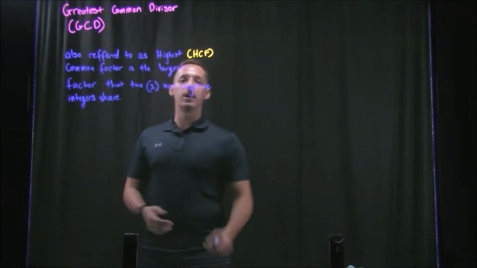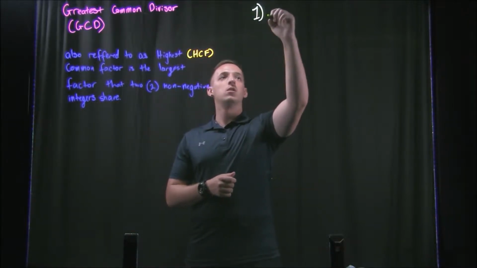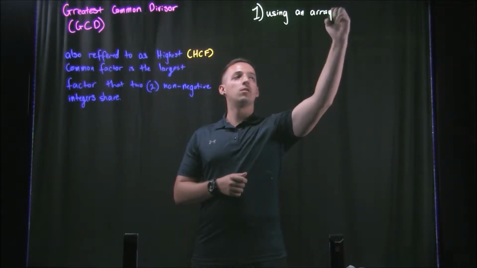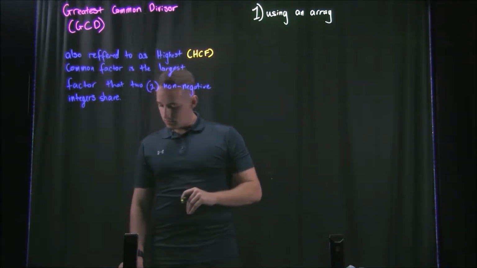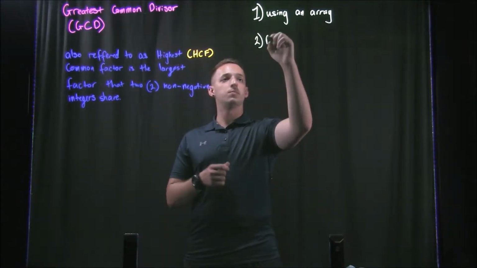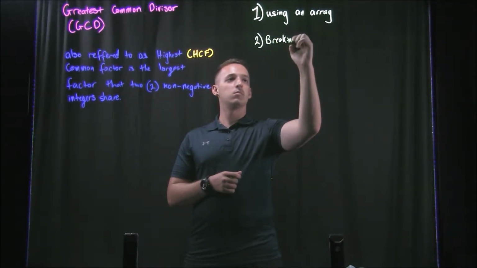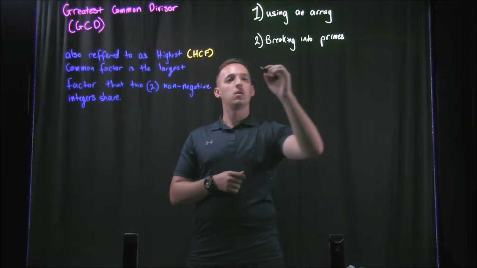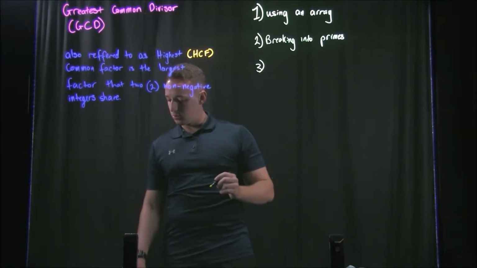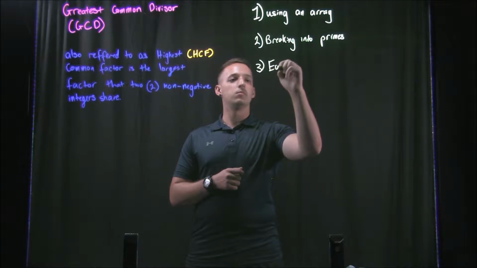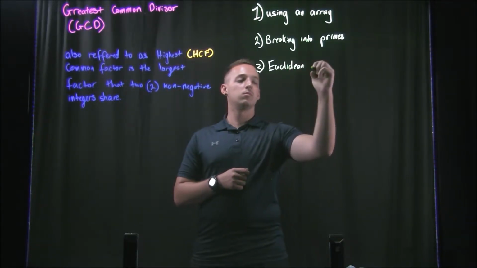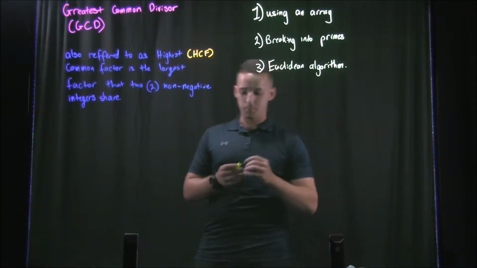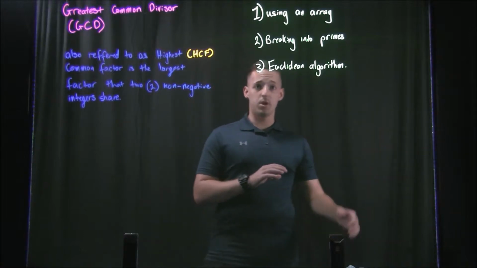We can solve this in three different ways. We can solve by one, using an array. And I'll do examples of all of these when we get there. We can solve it by two, breaking it into its primes. And three, something that's called the Euclidean algorithm. So I'll do an example of all three and we'll see how that works.